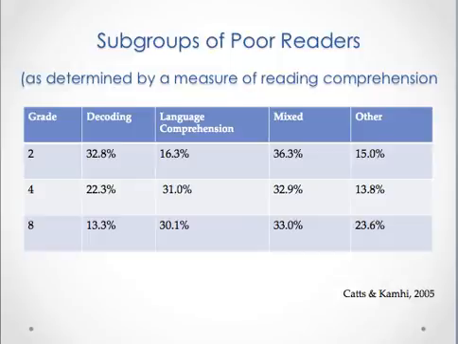However, by 4th grade, the number of poor comprehenders that had decoding problems is reduced, and the number who have language problems increases. And the same is true, of course, by 8th grade. So an increasing number of children who are having reading comprehension problems are having those problems because of language issues, not decoding issues.